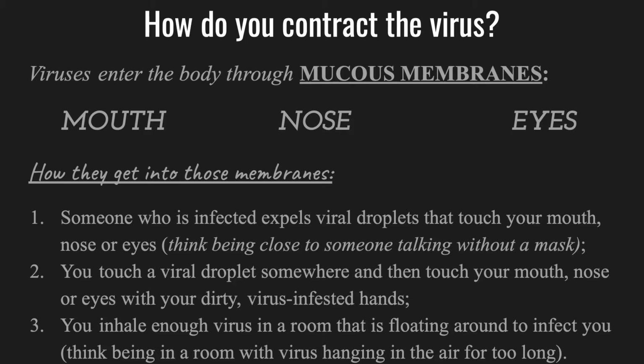2. You touch a viral droplet somewhere and then touch your mouth, nose, or eyes with your dirty, virus-infested hands. So somebody's spreading the virus somewhere, it touches a surface, you touch it, and then you touch one of your mucous membranes. Boop. COVID. 3. You inhale enough virus in a room that is floating around to infect you. And this is the tricky part here. This is why I'm making this video, really. Think of being in a room with virus hanging in the air for too long.